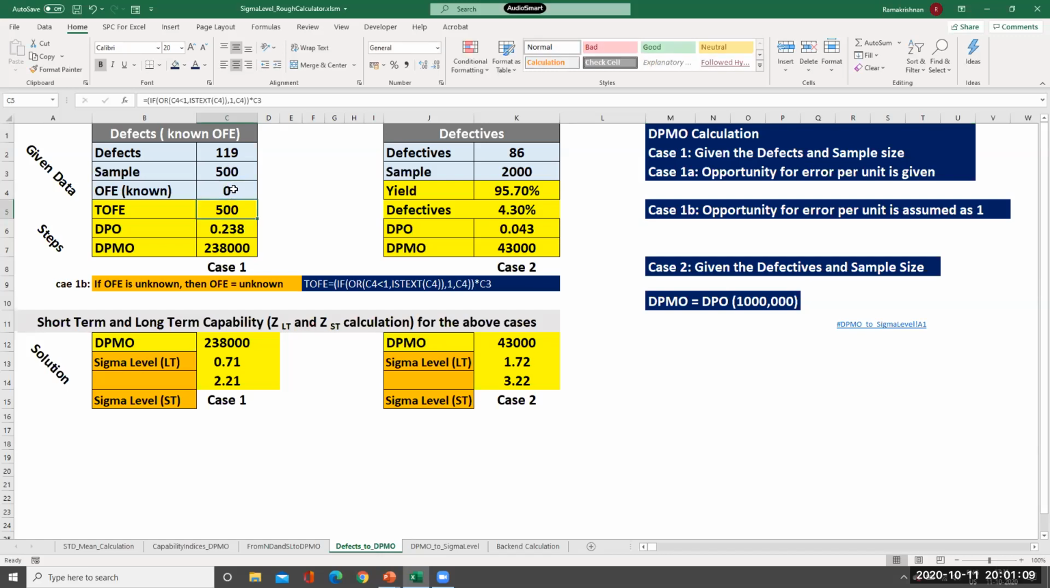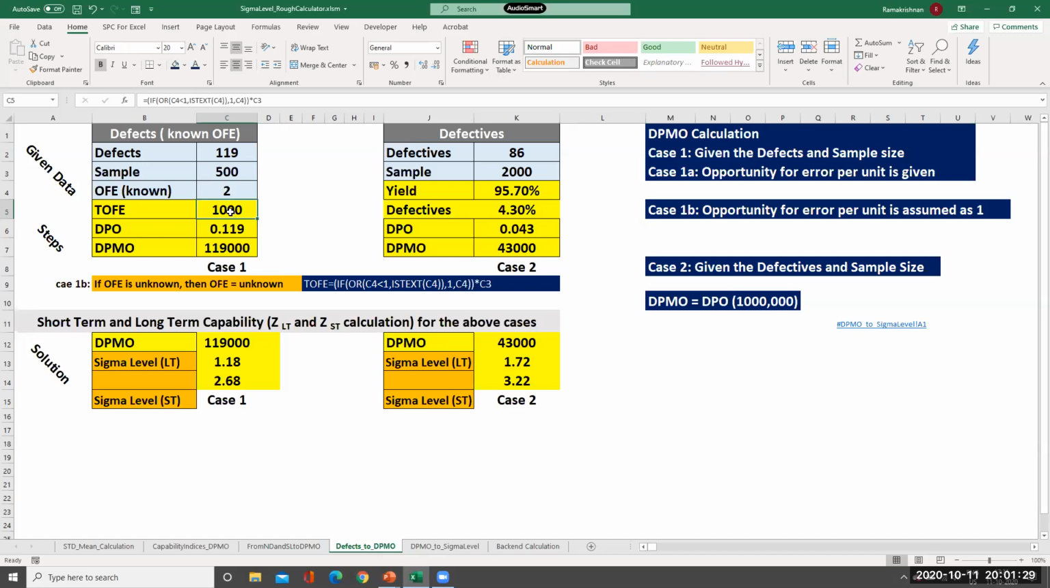Right? It will take it as 1. If you take it as 1, it will take it as 1. If you take it as unknown, it will take it as 1. If you make it 2, then it will take that value. So it will check whether it is less than 1 or text, and in that case, it will take it as 1. Otherwise, it will keep that value as it is, C4, multiplied by the sample size.